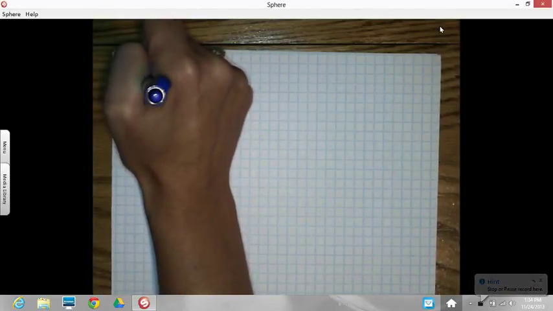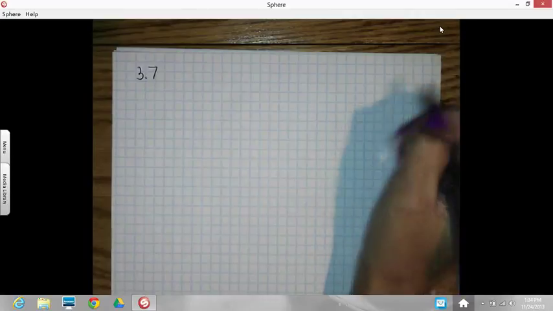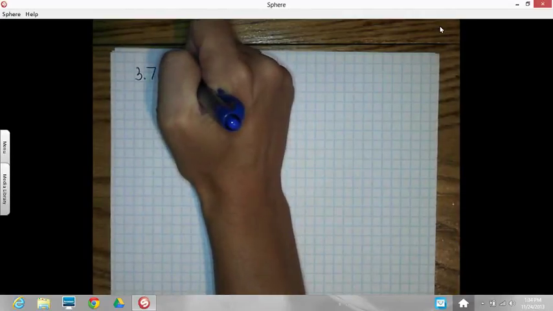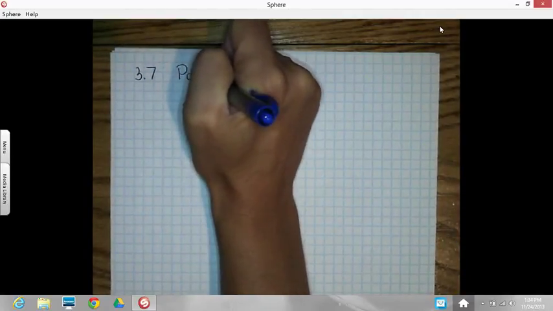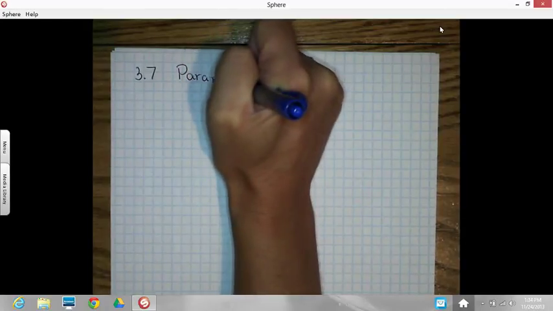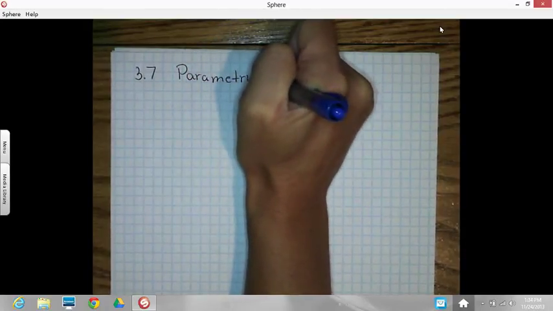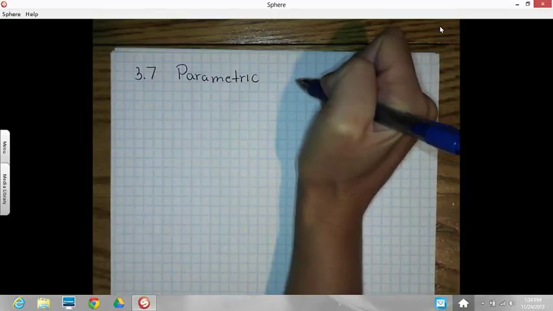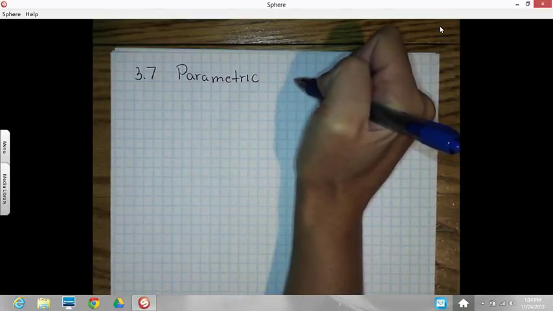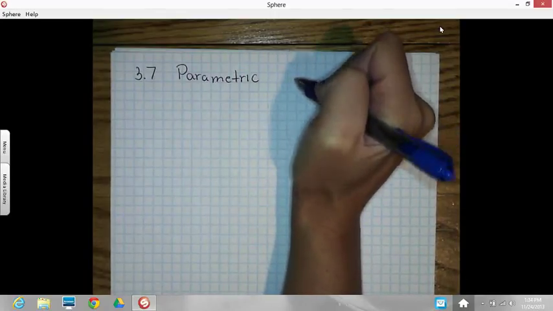Okay, we're going to pick up where we left off. Section 3.7 is doing derivatives of parametric equations. And if you take calculus, you probably won't see parametric equations until Calc 3. So for this section, a lot of you will never even see this again. But we are going to just touch on it lightly.